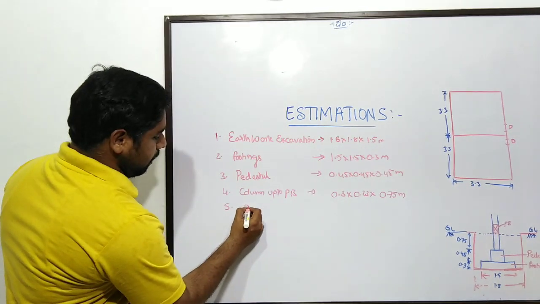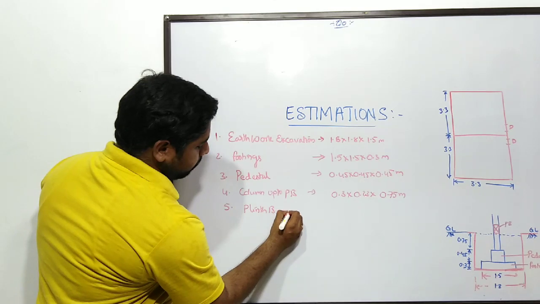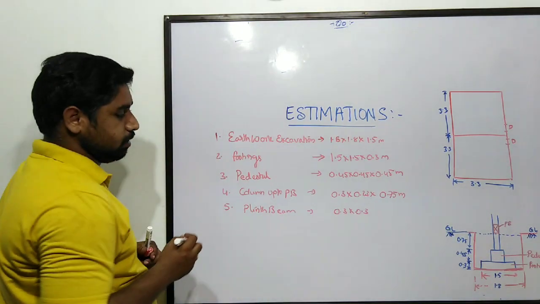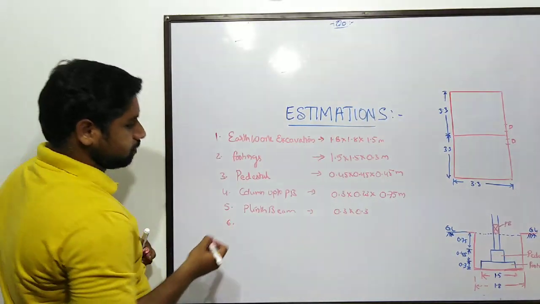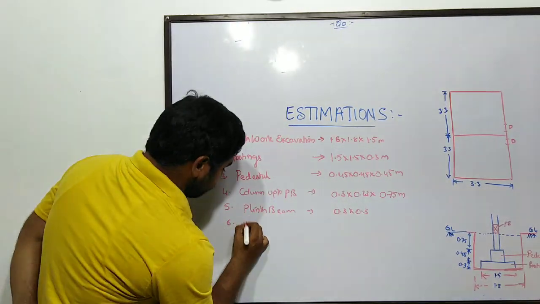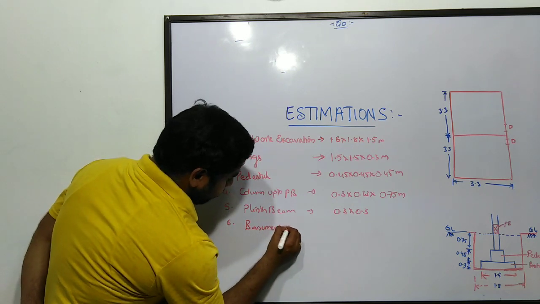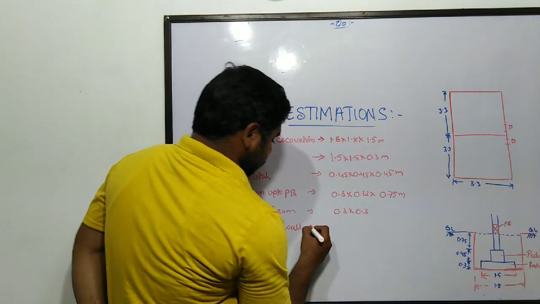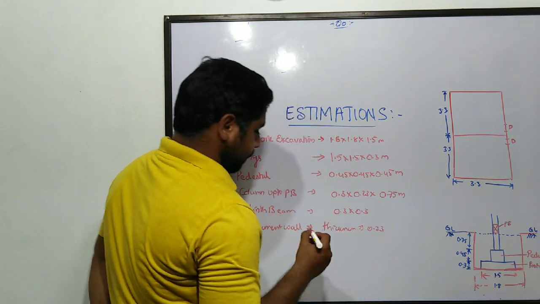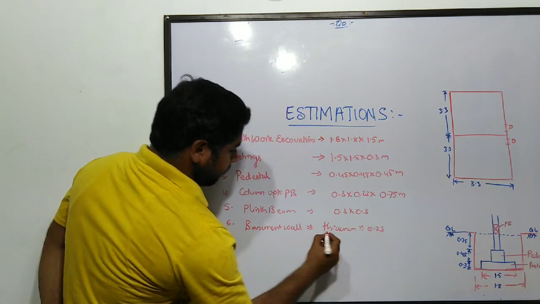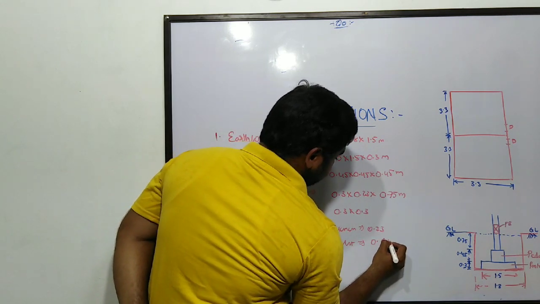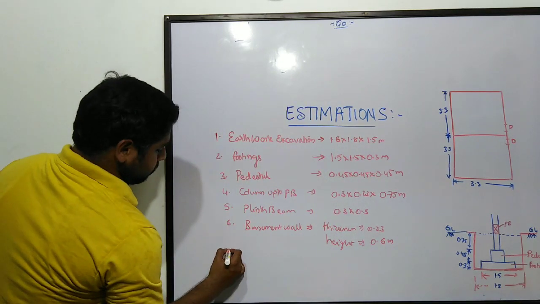Next one, dimensions of plinth beam. The plinth beam is 0.3 by 0.3. Sixth one, basement wall. What is the thickness of the basement wall? The thickness is 0.23 meters. Next, the height of the basement wall, here we are taking 0.6 meter. So this is the basement wall.